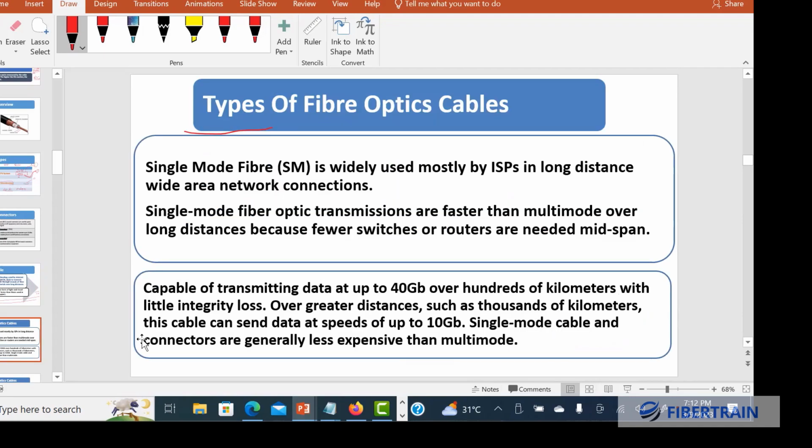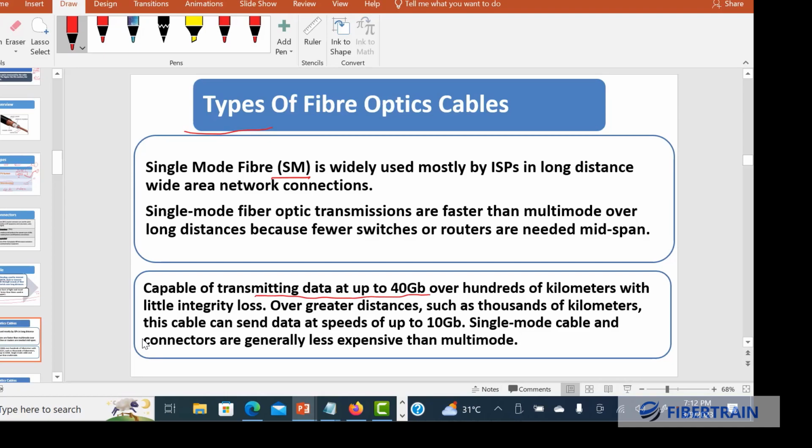There are two major types of fiber optics cables. We have single mode fiber, that's what we call SM for short, and we also have multi-mode fiber. I'll be talking about multi-mode in the next slide. But single mode travels longer distances. This kind of cable is capable of transmitting data at up to 40 gigabits over hundreds of kilometers.